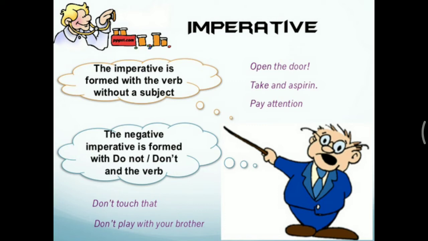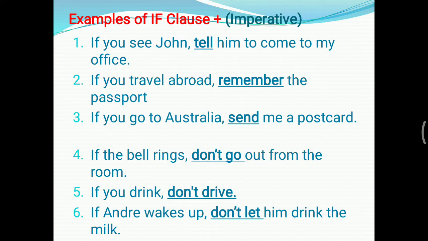Ya, dimulai dengan kata kerja tanpa subjek. Open, take, play, and don't touch, don't play. Next, here are the examples. If we put it into the conditional clause, it's going to be like this. Number one, if you see John, tell him to come to my office. Jika kamu melihat John, beritahu dia untuk datang ke kantor saya.